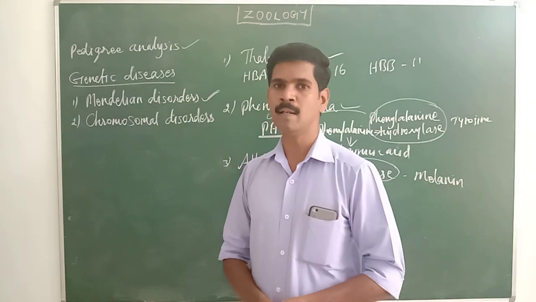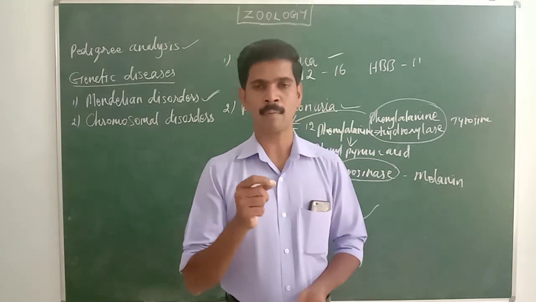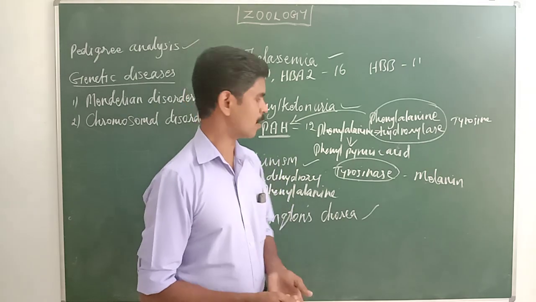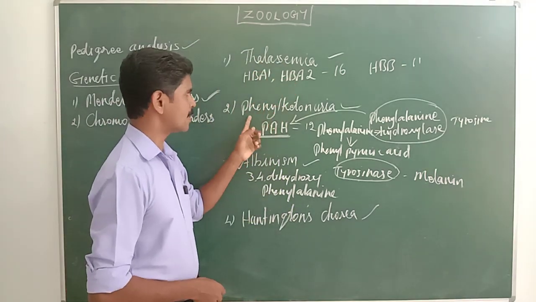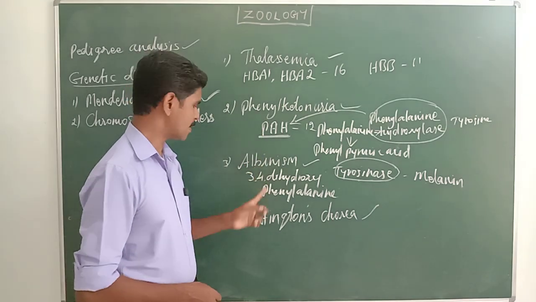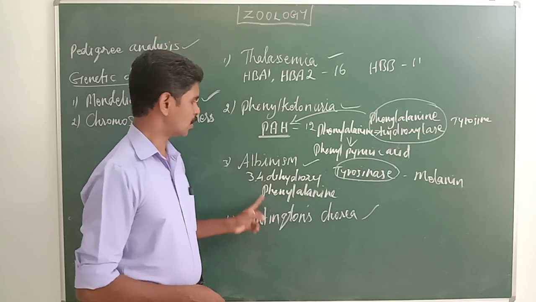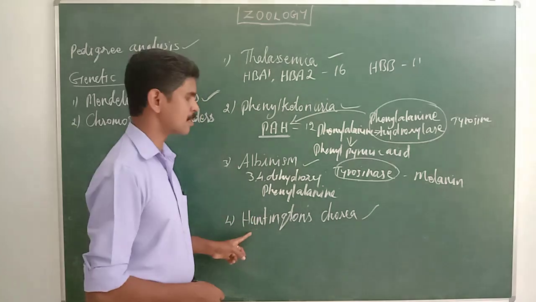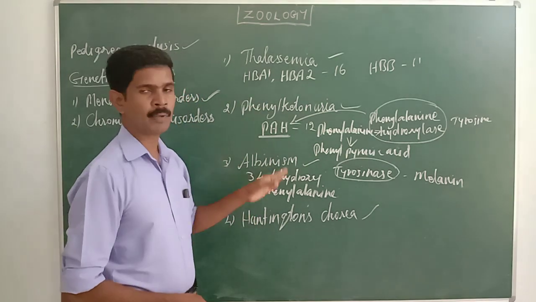The reason for Mendelian disorder is damage or mutation in a single gene. So the 4 diseases: the first is thalassemia, the second is phenylketonuria, the third is albinism, and the fourth is Huntington chorea. Understand? So these 3 are examples for autosomal recessive gene disorder, and this is an autosomal dominant gene disorder. And here also many 1 mark questions are there.